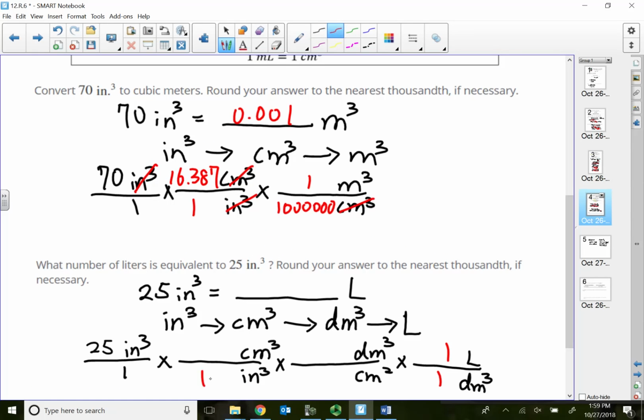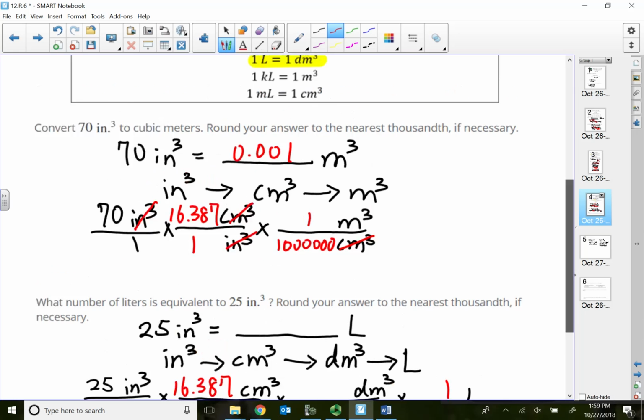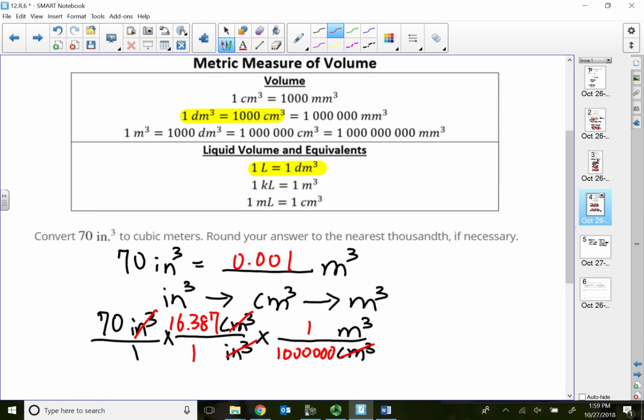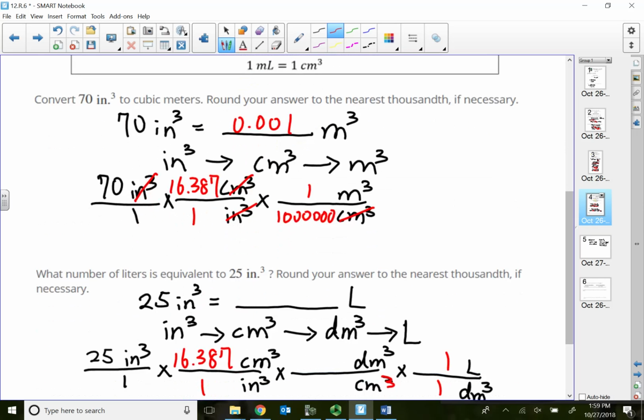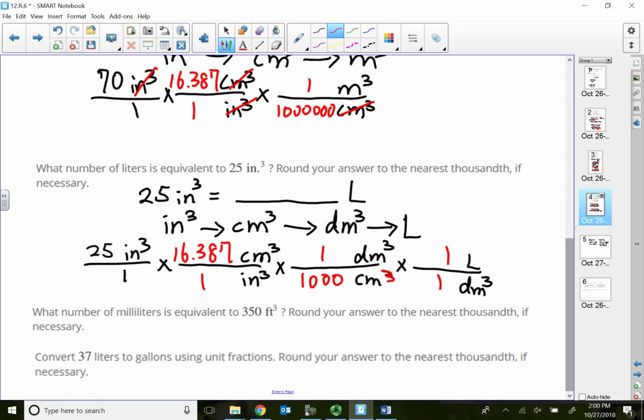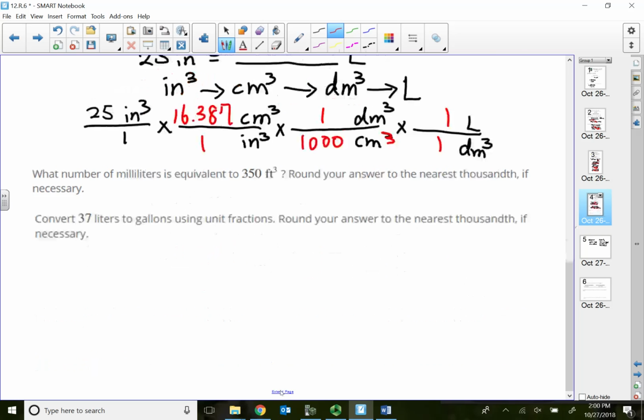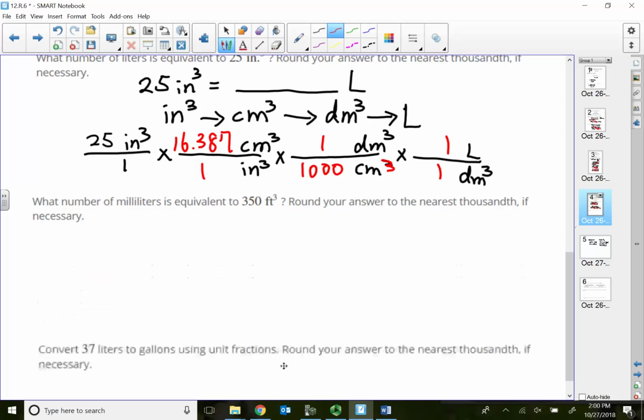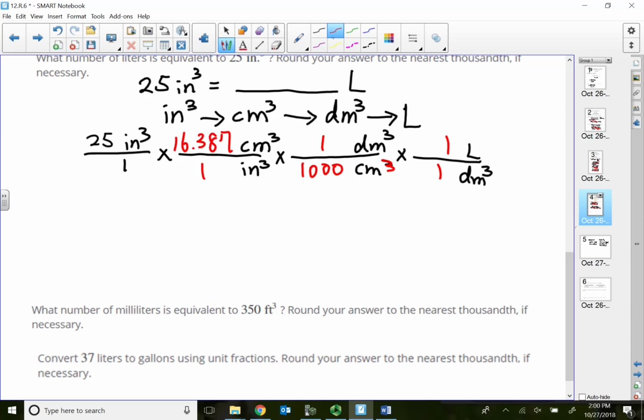So this is 1 cubic inch for 16.387 cubic centi right up here. Let's see what this one said: 1 to 1,000, 1 cubic deci is to 1,000. So let's work this out. Cubic inch cancels out, cubic centi cancels out, cubic deci also cancels out.